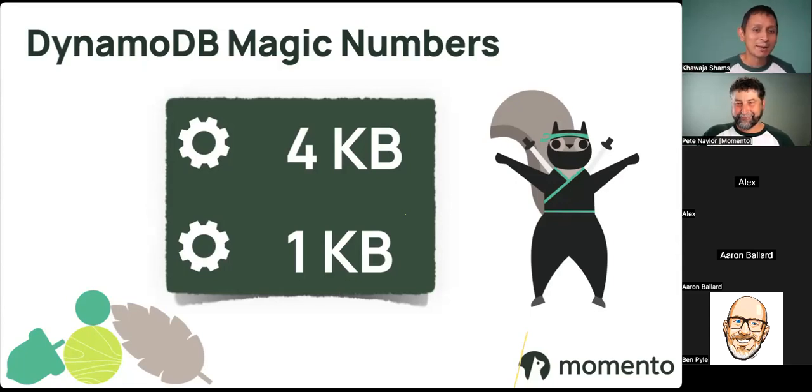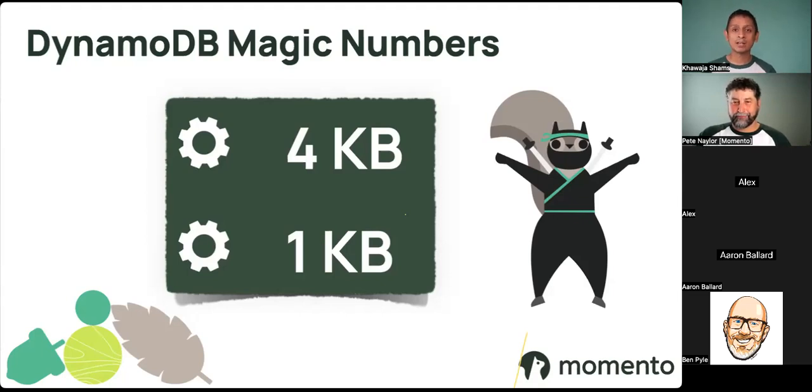Daniel guessed 4 kilobyte max item size. That's close. I think the max item size is still 400 kilobytes. Although it gets a little tricky using DynamoDB with 400 kilobyte objects. We can, yes, RCU and WCU size. That's right, from Alex. So it is the read capacity unit and write capacity unit size.